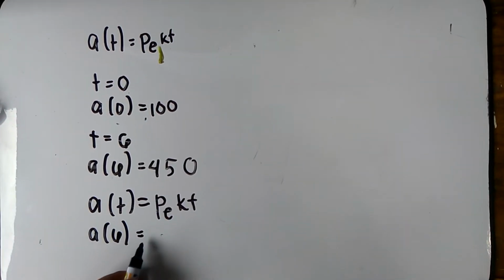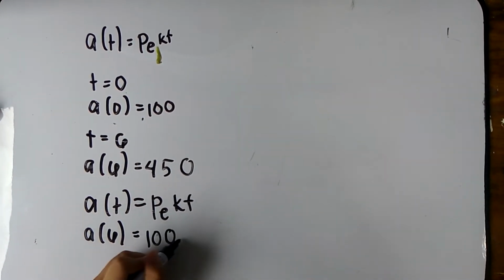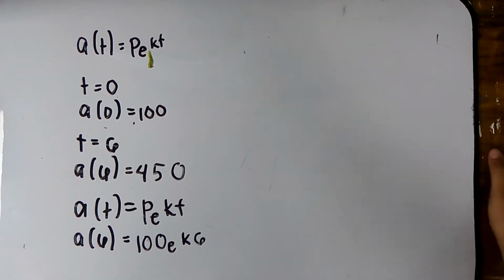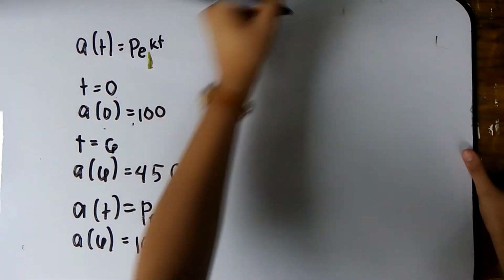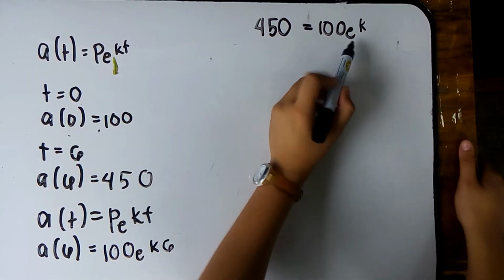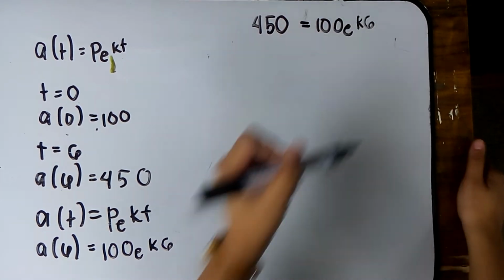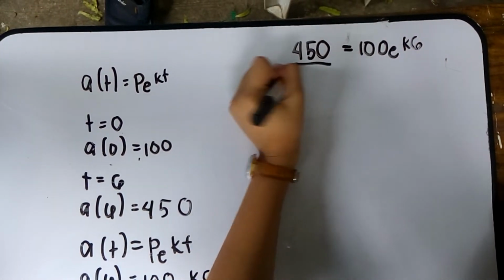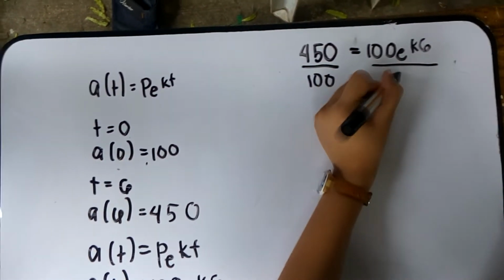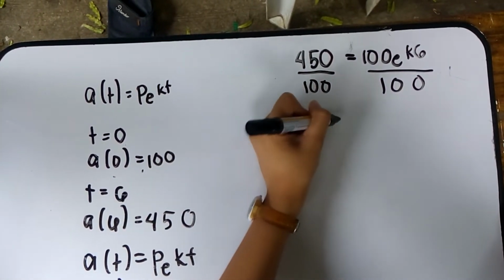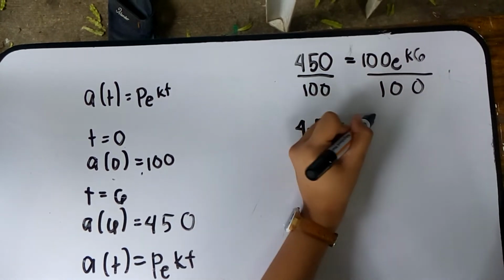A of 6 equals P, which is 100, times e to the power of k times t, which is 6. A of 6 is equal to 450. So 450 is equal to 100 times e to the power of 6k. To isolate the variable k, we divide by 100 on both sides. So it becomes 4.5 equals e to the power of 6k.